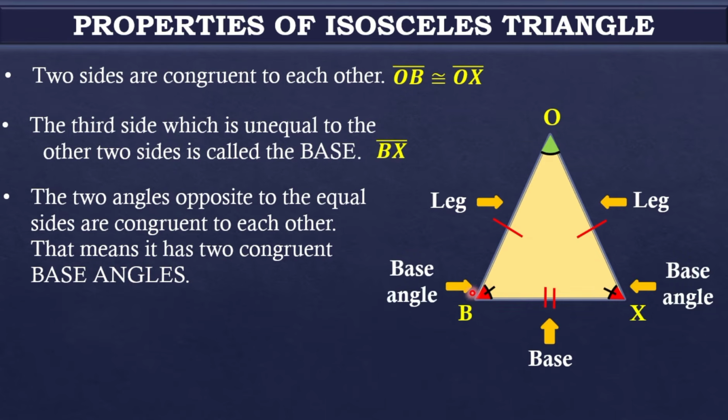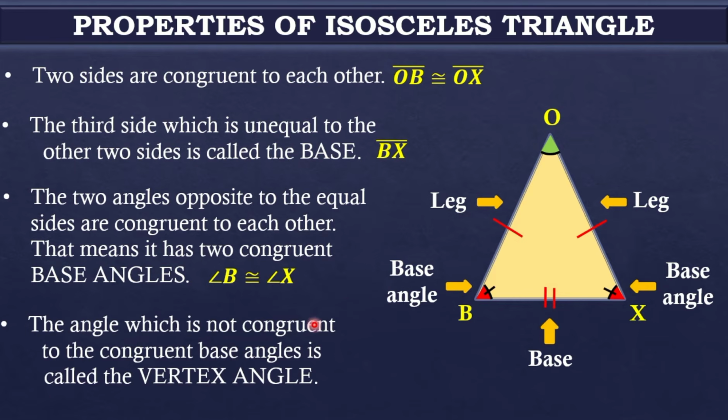We have angle B is congruent to angle X. So, therefore, yung base angles natin sa isosceles triangle ay congruent. So, we have angle B is congruent to angle X. And then the angle which is not congruent to the congruent base angles is called the vertex angle. So, ito po yung ating vertex angle.